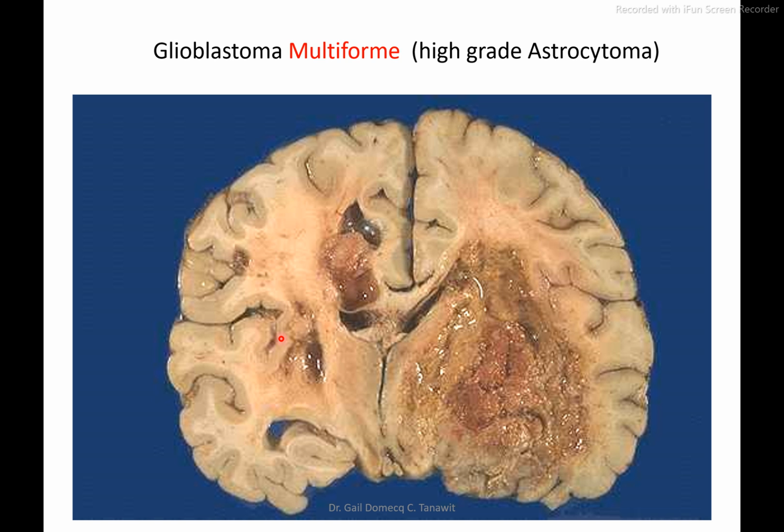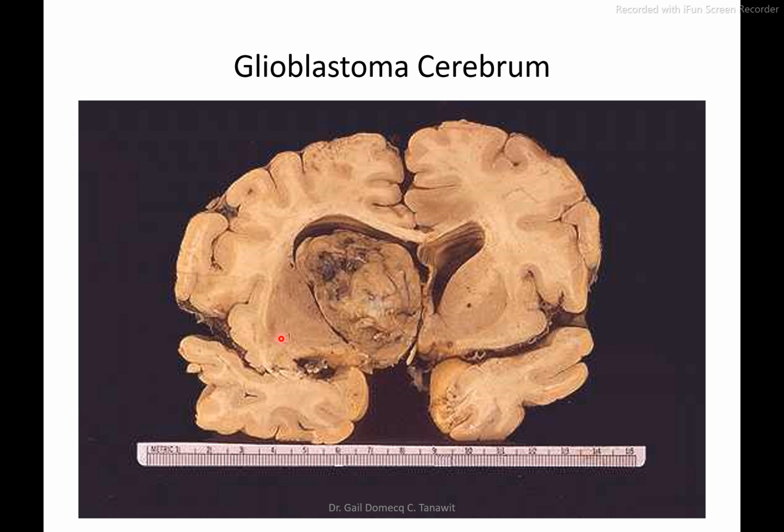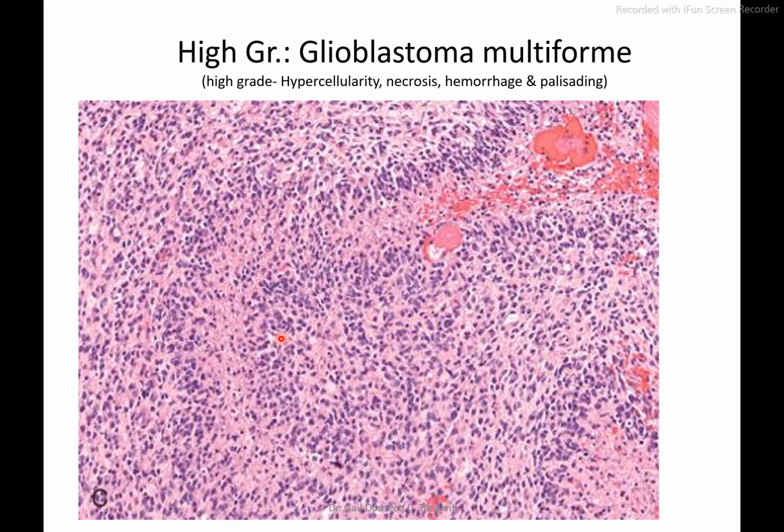It's a multifocal. And another brain tumor with a GBM. Bad for all these patients.